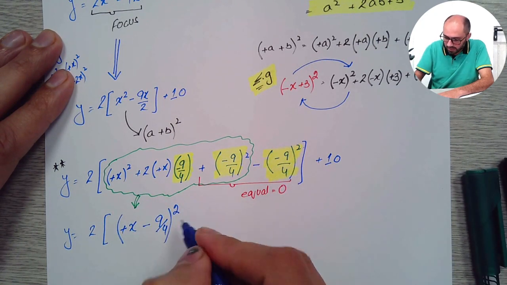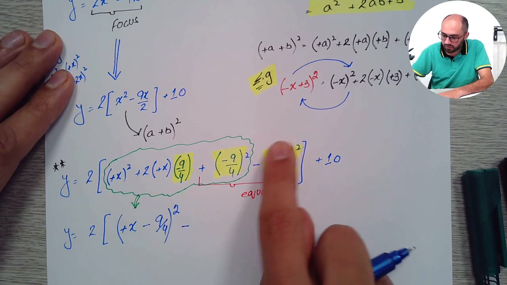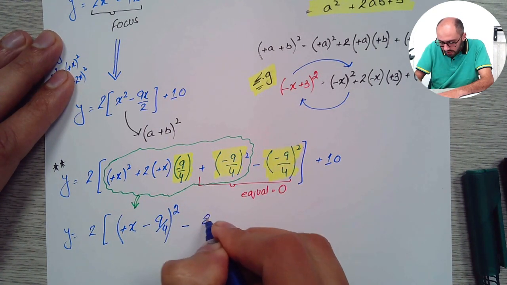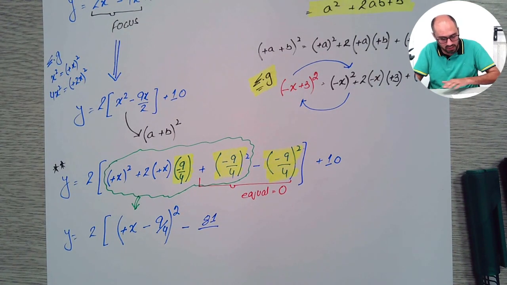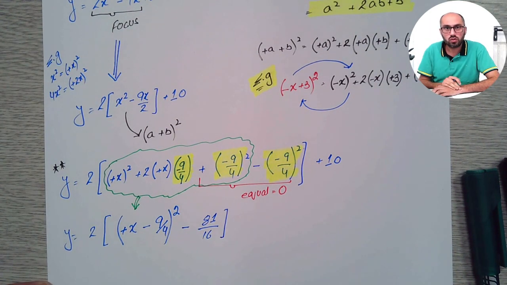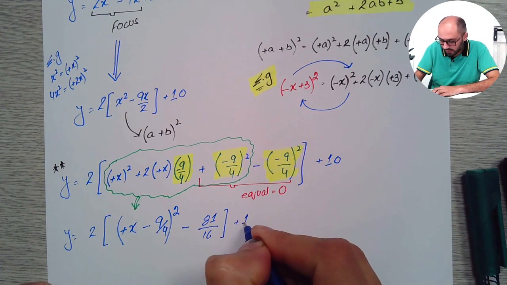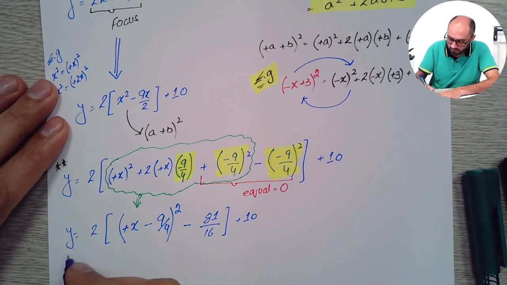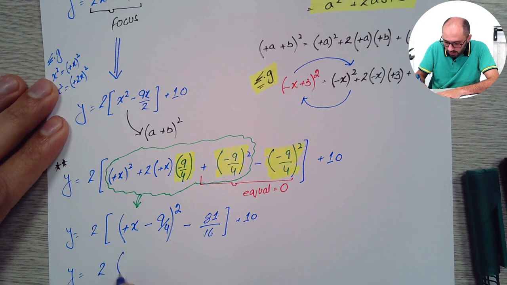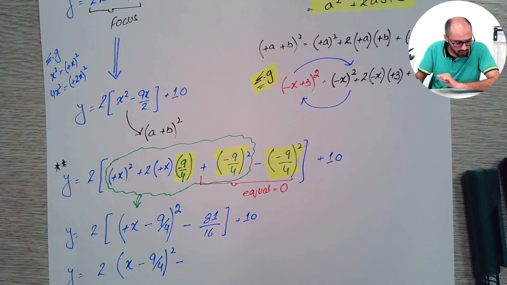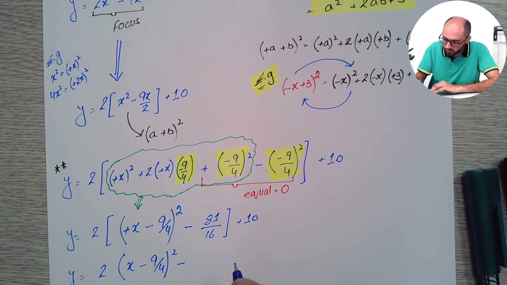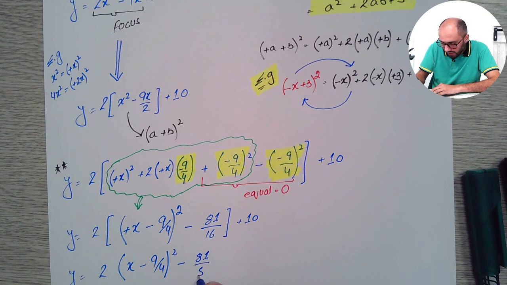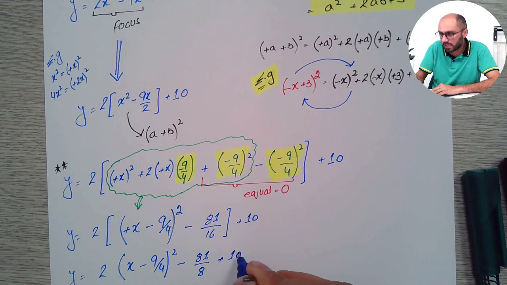I'm still left with this. I can copy the minus sign. If you simplify this, it will change to 81 over 16, and then you close the bracket and you bring this plus 10 down. Once you've done that, you now need to expand, and if you expand it, you will end up with 2 times x minus 9 over 4 squared minus, if you multiply 81 over 16 by 2, you will end up with 81 over 8, plus 10.